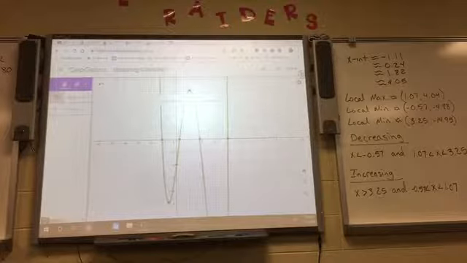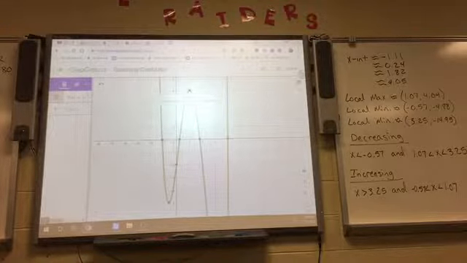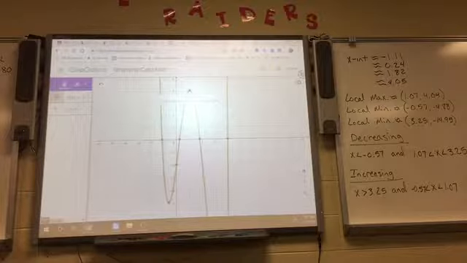Okay, so that question's got a lot of parts to it. Just go through it carefully. You're going to graph it on GeoGebra, and as long as you graph that on GeoGebra, it's going to give you all the points that you need. You just need to click on them and look at the coordinates.